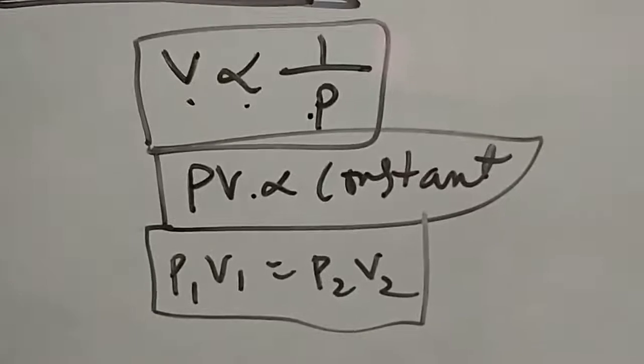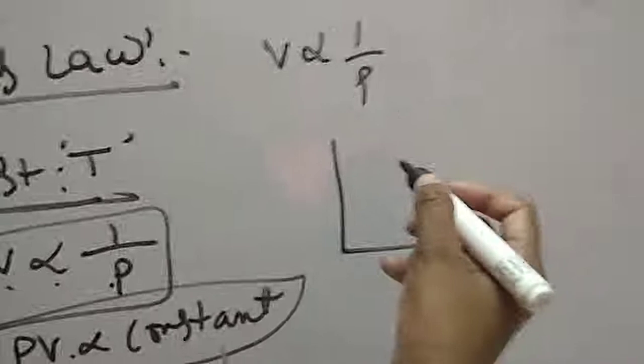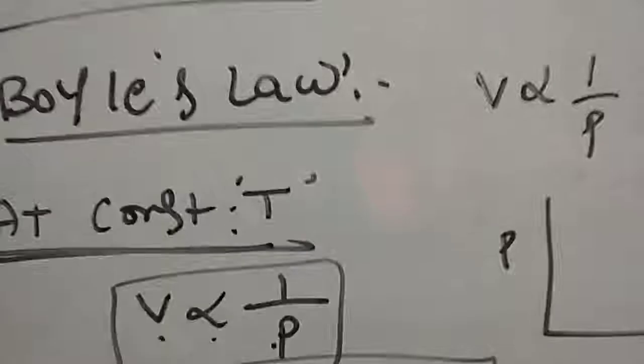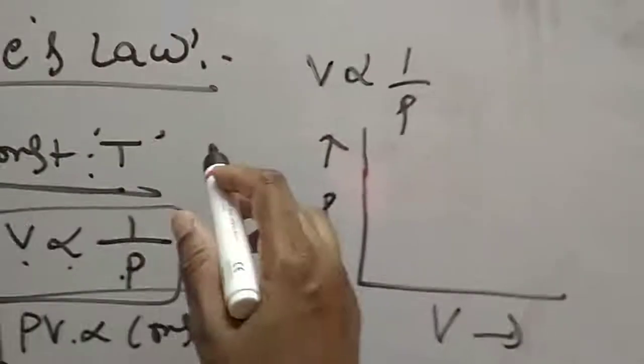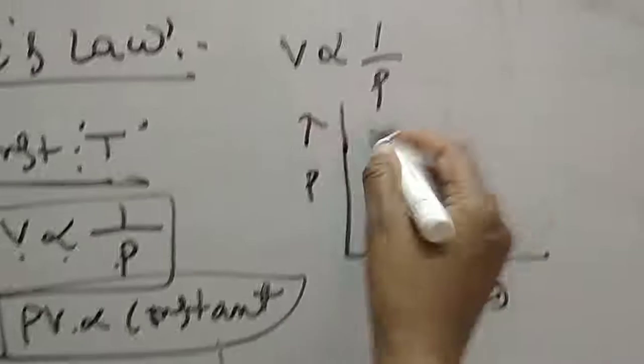And here, very important one, we have to take the relation between the pressure and volume. Volume is inversely proportional to pressure. So I want to draw a graph between the pressure and volume. Pressure is on the y-axis and volume is on the x-axis. Both are inversely proportional to each other. So obviously, if volume is increasing, then pressure will decrease, and the graph will be like this.